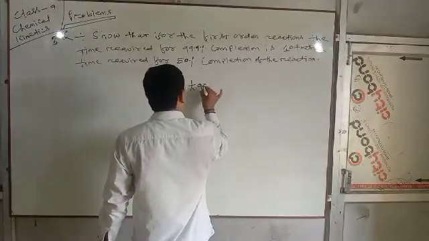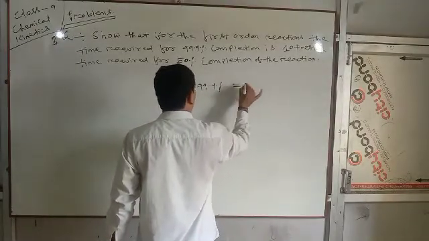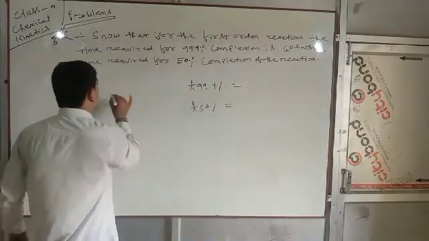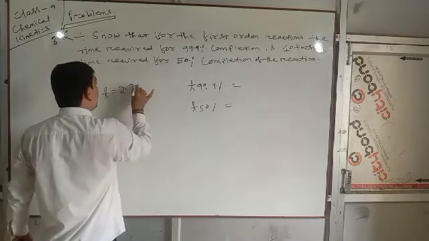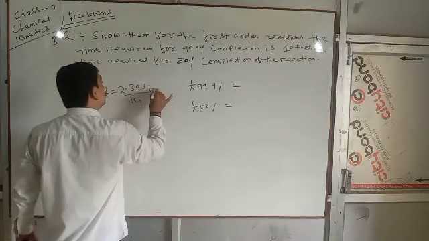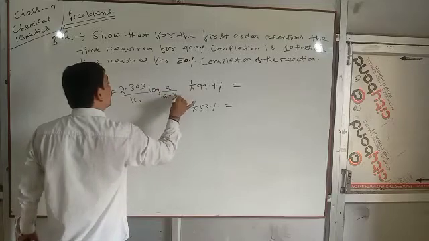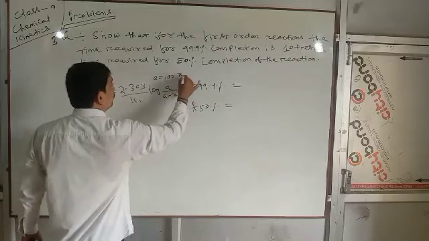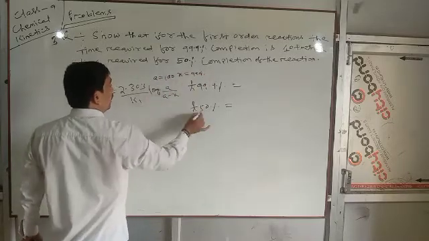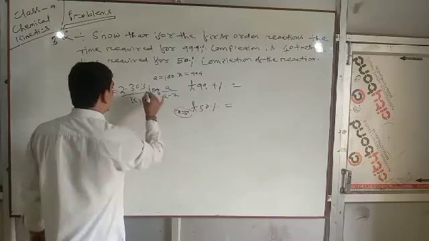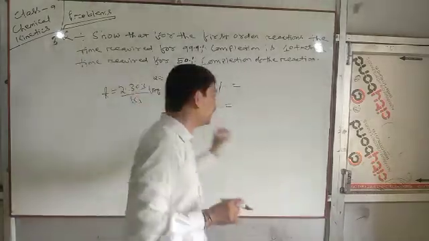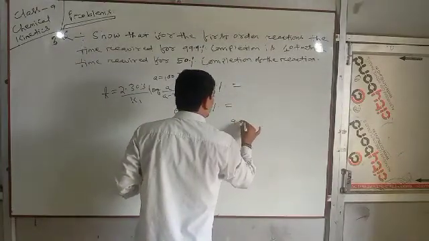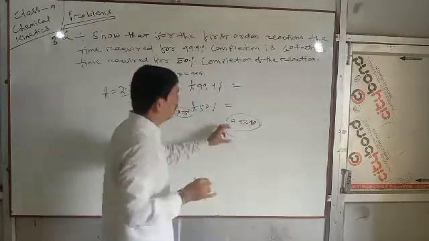First t 99.9% we will take out, t 50% we will take out. Formula is the same formula. t equal to 2.303 by K1 log A by A minus X. What is X? A is 100, X is 99.9. Similarly X is 50. Then divide; approximately 10 will come.